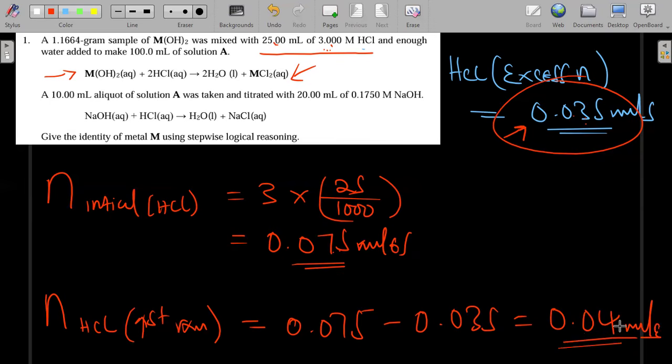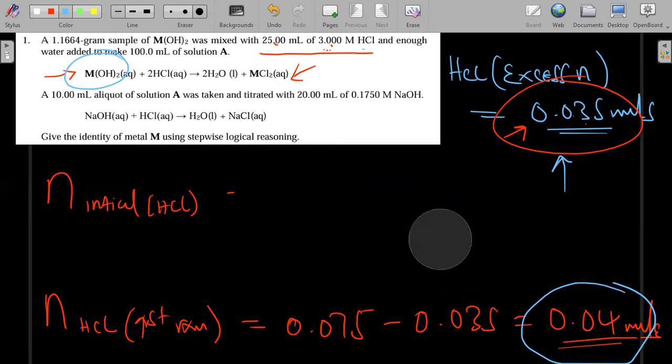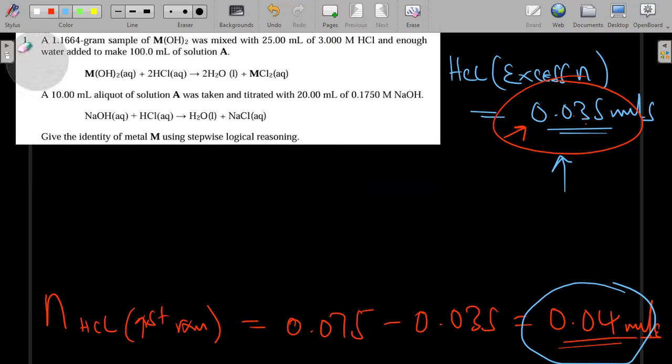So it means in the first reaction, I had these moles, and then a part of those moles reacted with the metal hydroxide. Those moles that reacted with the metal are these 0.04. And then the remaining ones are these ones that went on to react in the what? The second reaction. Once we have the moles that reacted in the first reaction, our question becomes even simpler because we can use the mole ratio here to find how many moles of this reacted.